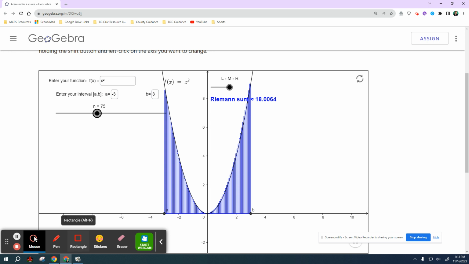How do we know which one to choose? They will tell you. When you get these kinds of problems, they will say, use right rectangular approximation, or use left rectangular approximation. They will tell you.